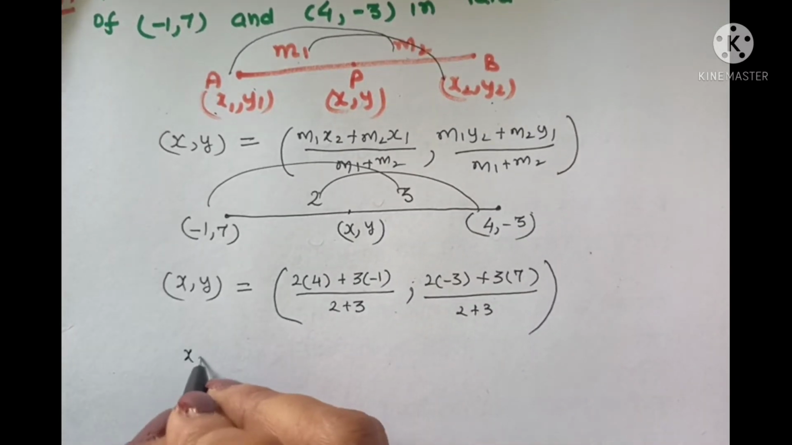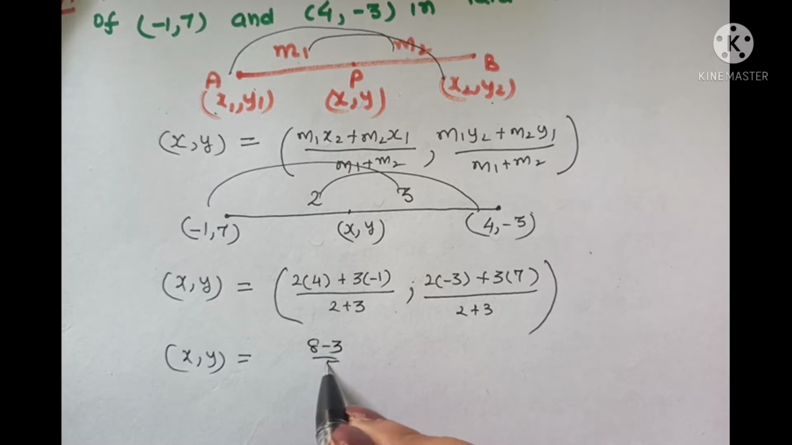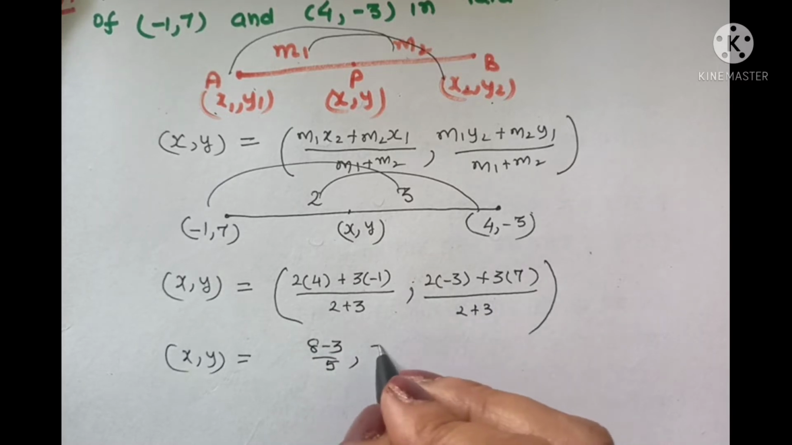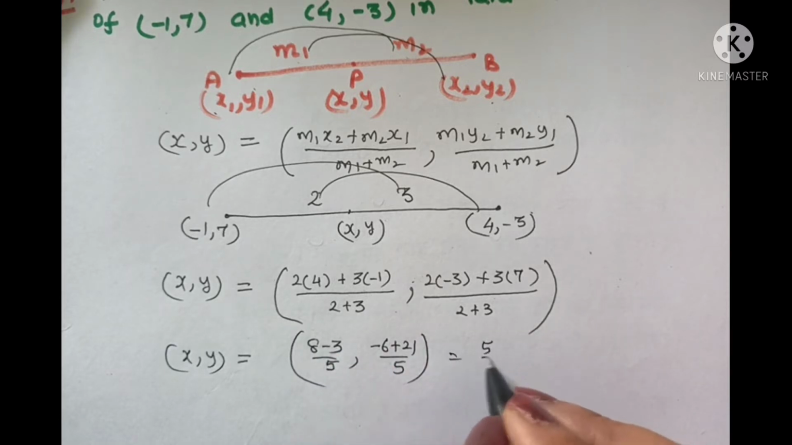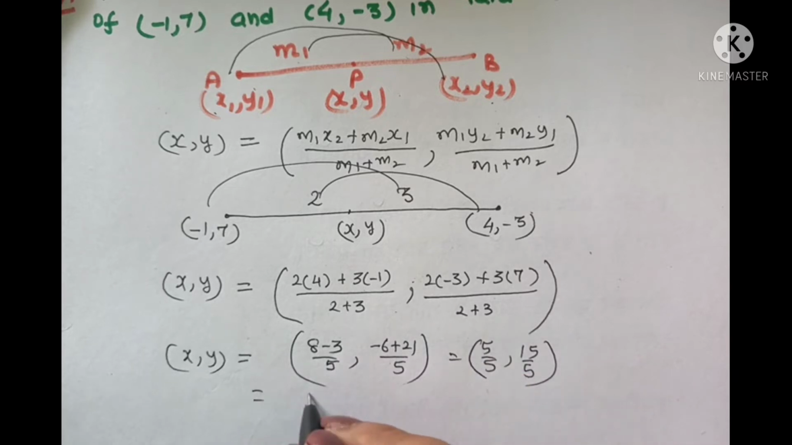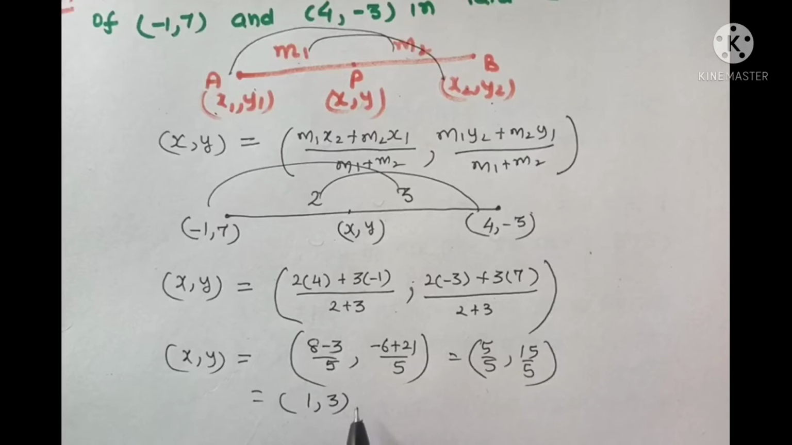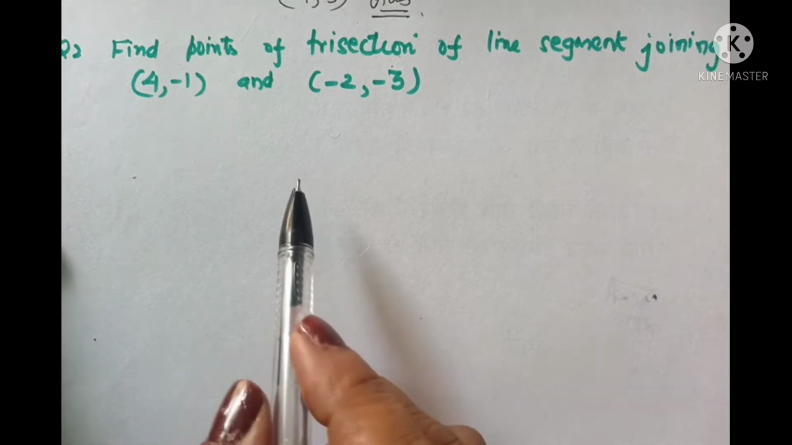Now let us solve it out. x, y is equal to 8 minus 3 upon 5, comma minus 6 plus 21 upon 5, which gives you 5 by 5, comma 15 by 5, and which gives you the answer as 1, 3, right? So 1, 3 is the required point and the answer to this. Let's check out question number 2.